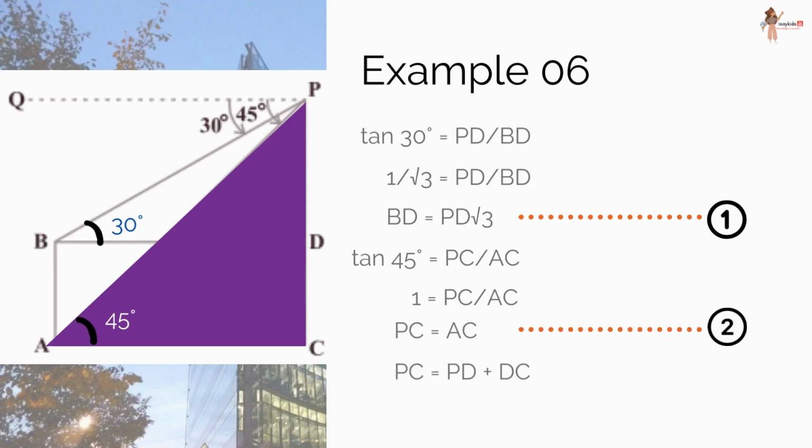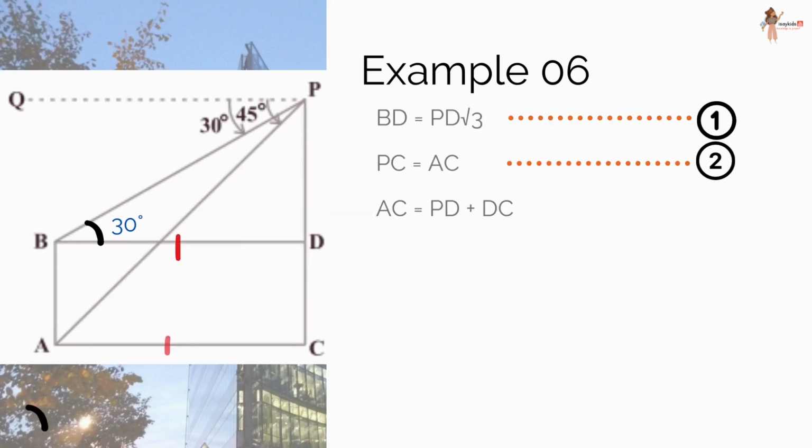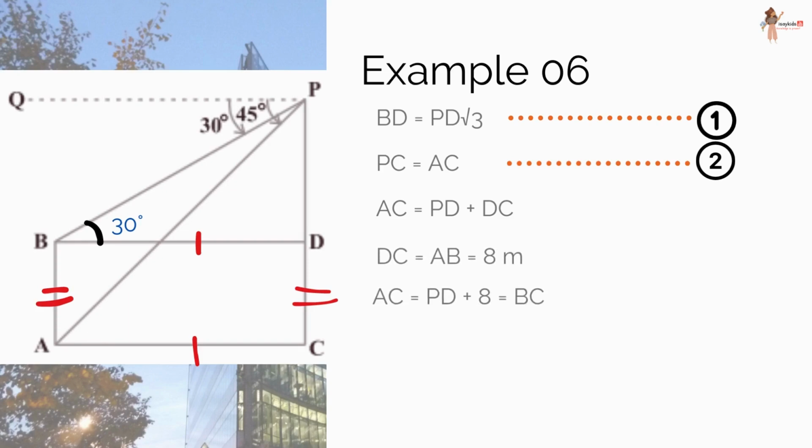Also, PC is equal to PD plus DC. Therefore, PD plus DC is equal to AC. Now, since AC is equal to BD and DC is equal to AB, which is also equal to 8 meters, we get PD plus 8 equal to BD, which is equal to PD root 3, or simply PD plus 8 is equal to PD root 3.